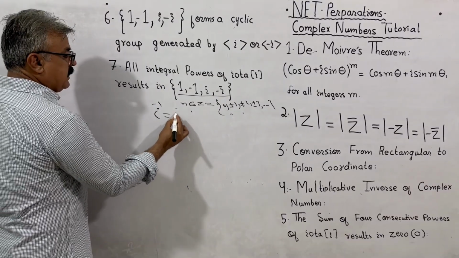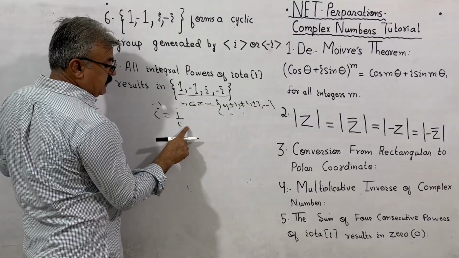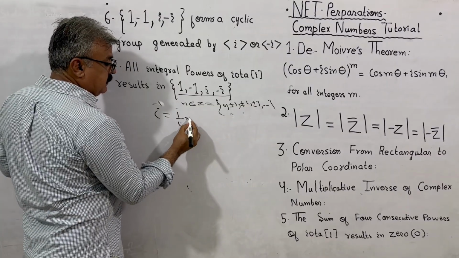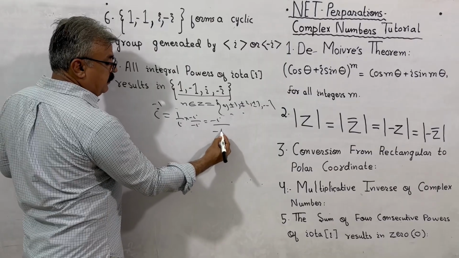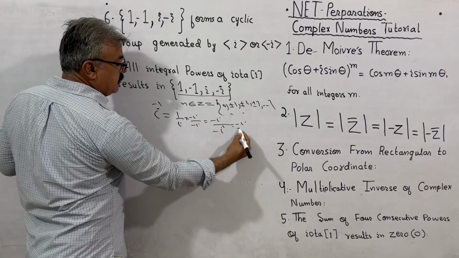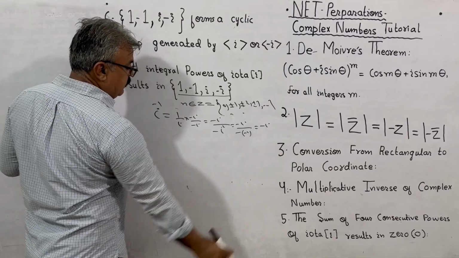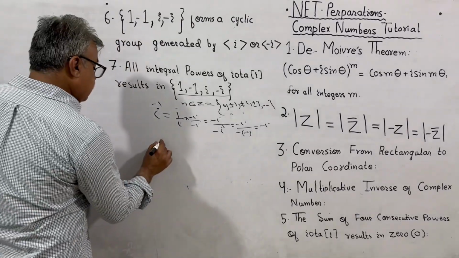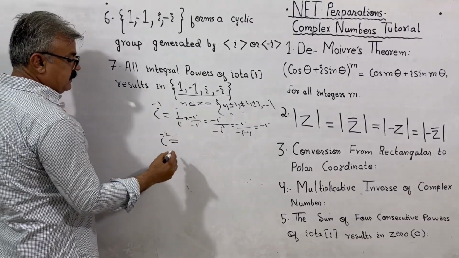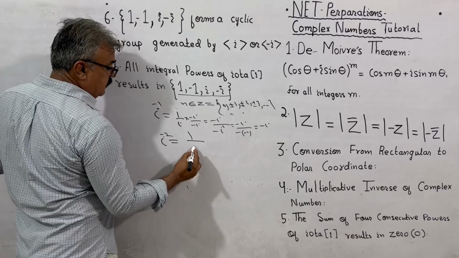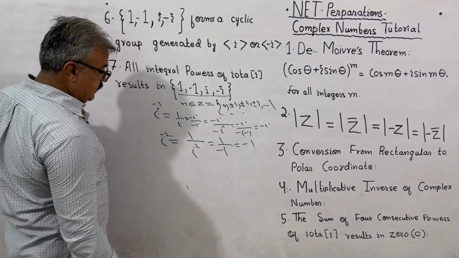Iota raised to minus 1 can be written as 1 over iota. You can rationalize, multiplying by minus iota divided by minus iota. It will become minus iota upon minus iota square. The value of iota square is minus 1, so I am going to have minus iota. Iota to the minus 2 can be written as 1 upon iota square. Iota square is equal to minus 1, so I am going to get minus 1 again.